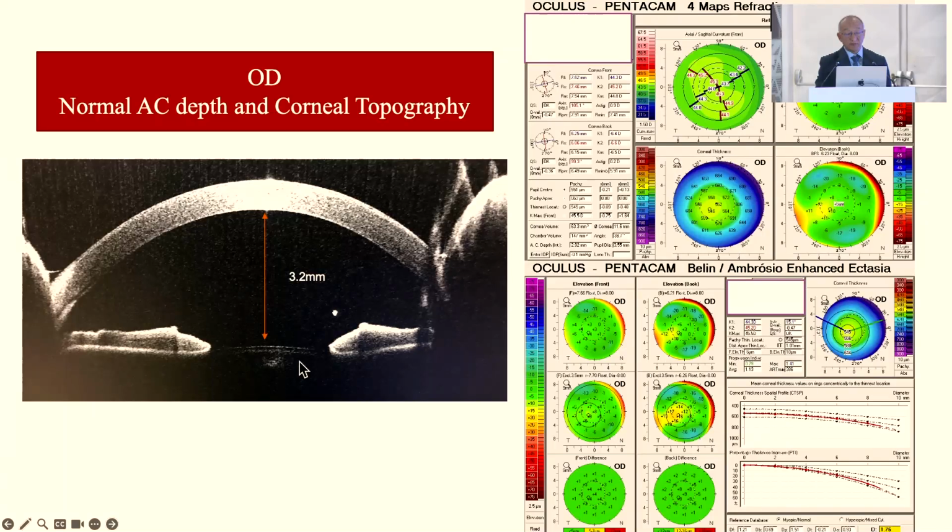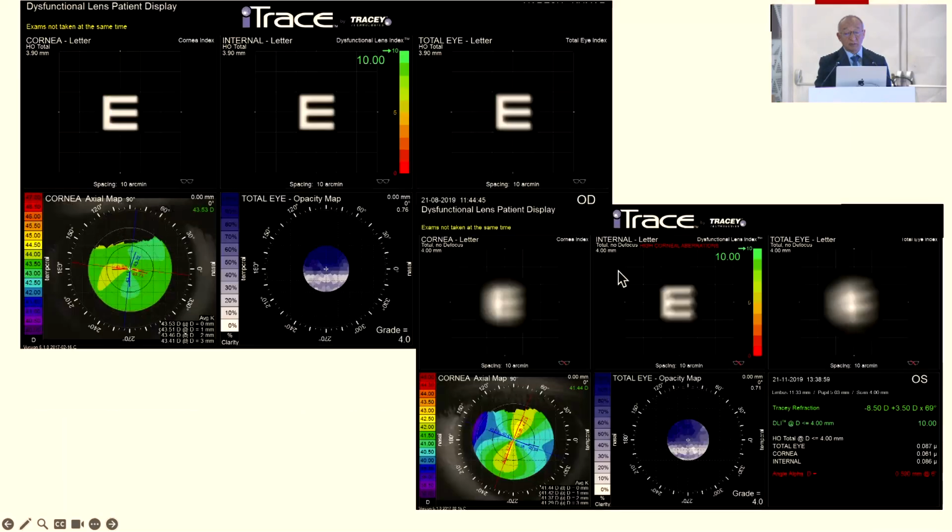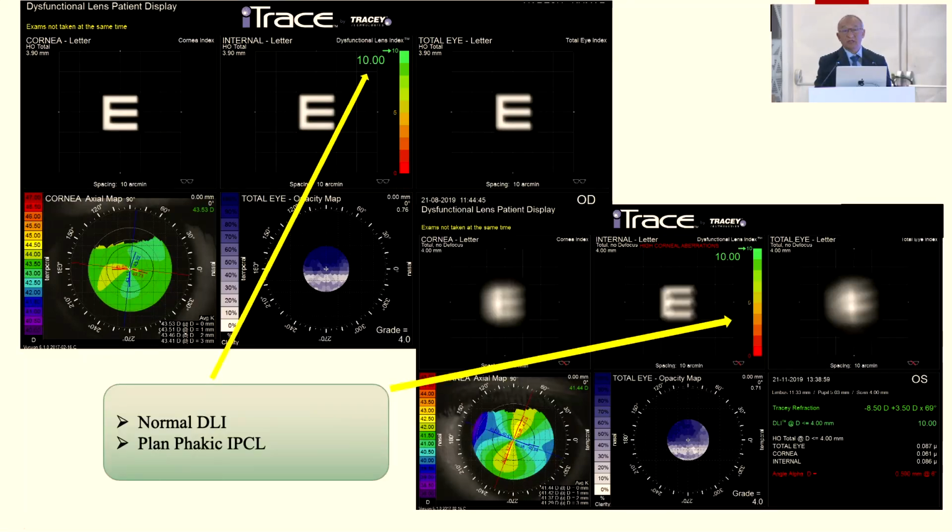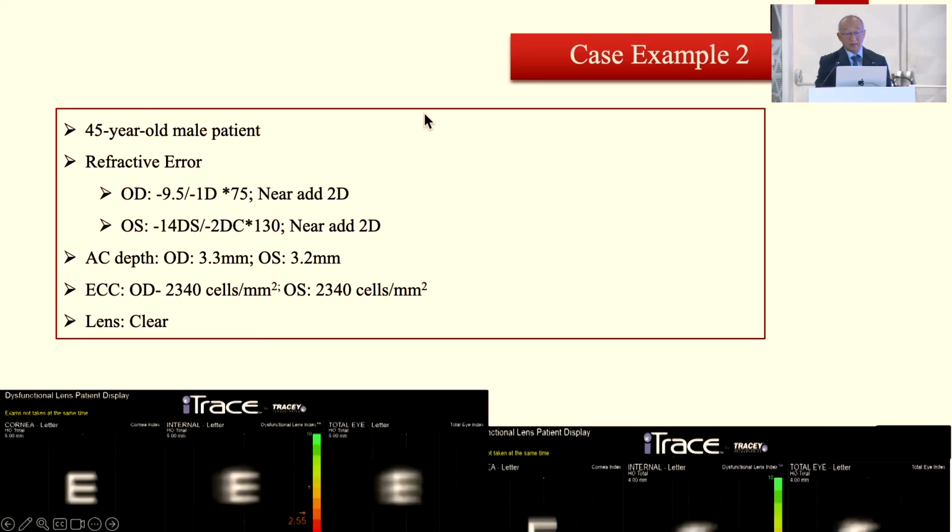So this is the ACD of 3.2 millimeter and OCT. The corneal profile is absolutely normal, and the value of DLI is also normal in this case, 10. I normally do DLI for all cases, which is a very, very effective way to counsel your patient. The lens is absolutely clear. You can see the point spread function is also very good, and this patient did well.